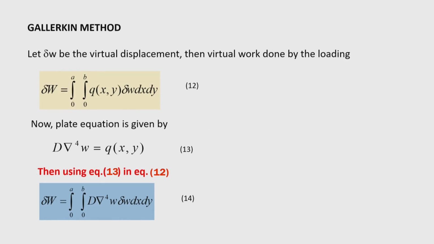Now, let us illustrate another method, also derived from the work energy principle, which is due to Galerkin, and therefore is popularly known as the Galerkin method. In this method, let del w, where small w is the deflection of the plate, be the variation of the displacement, or you can call it virtual displacement.